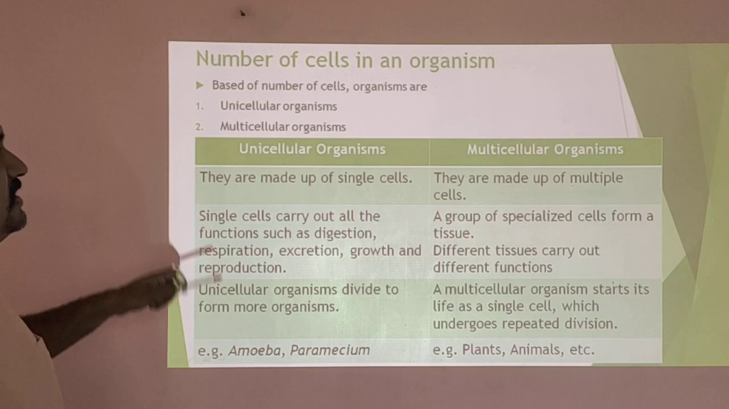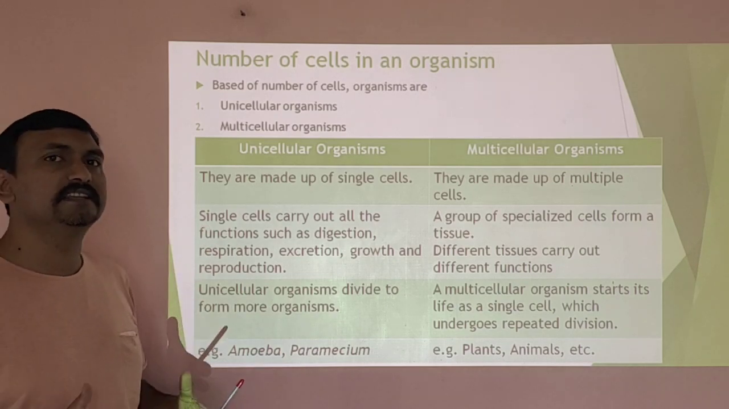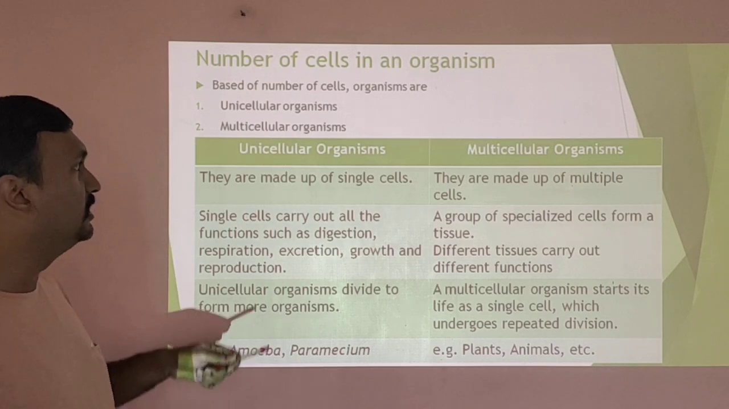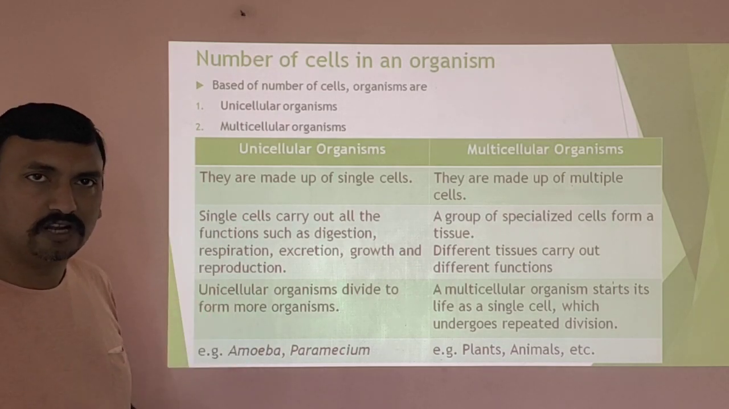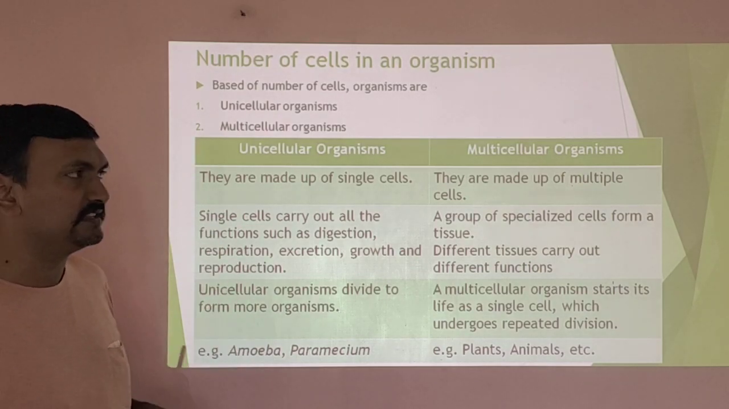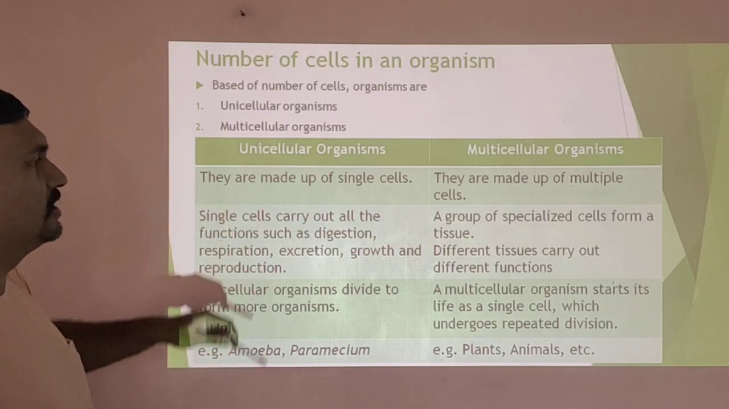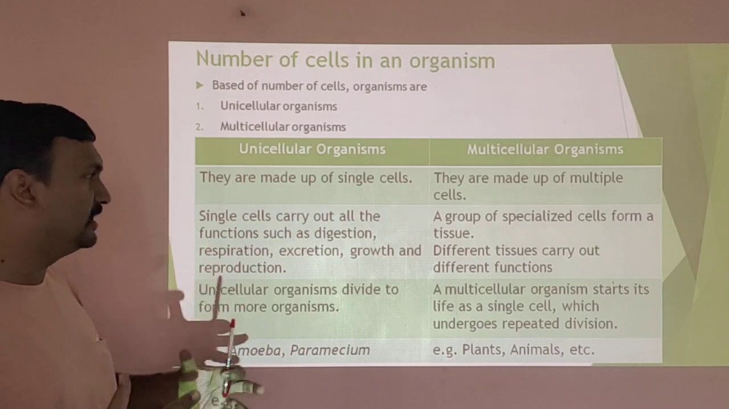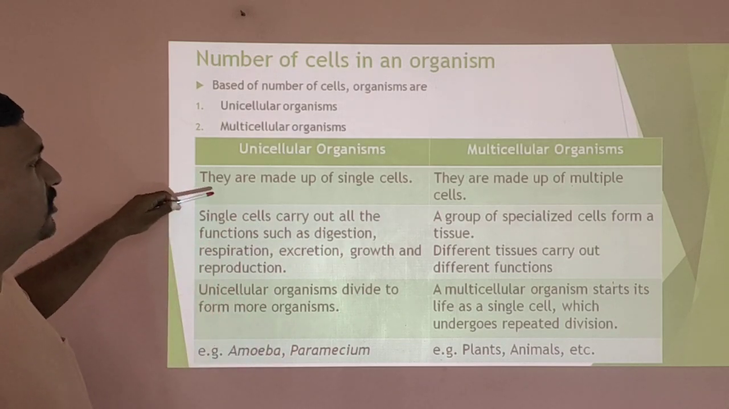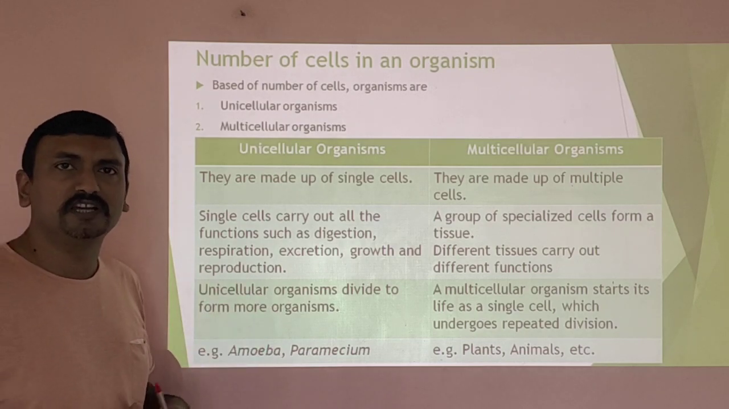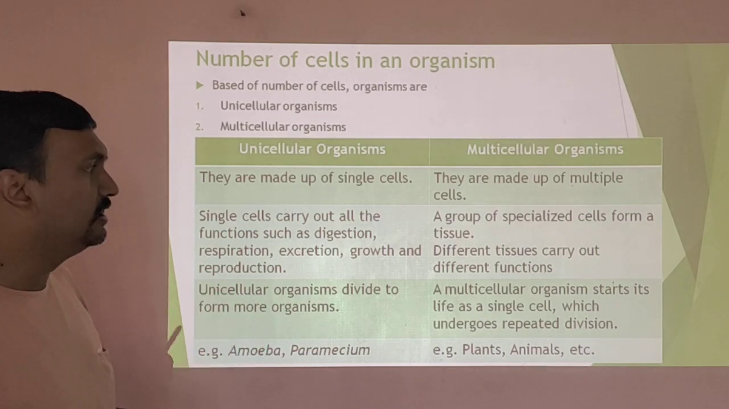Now, an organism might be made up of a single cell, which you call a unicellular organism, or it might be a multicellular organism where they have multiple cells. This is not a new concept again. Unicellular organisms are made up of single cells, multicellular ones have multiple cells. In a unicellular organism, that single cell can carry out all the life processes which are required for its survival.